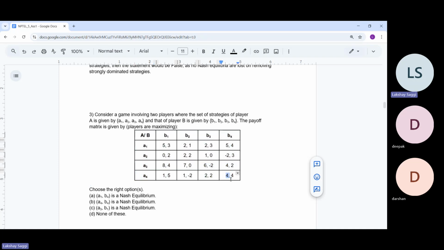The payoff was 4. But now, if the row player decides to switch from A4 to A1, where the column player is still playing B4, then we have this 5 comma 4 as the payoff. Note that these are the strategies for the column player because these strategies change the columns, and these are the strategies for the row player because these strategies change the rows. Is this a bit more clear, Sachin, or should I try to explain this a bit more?